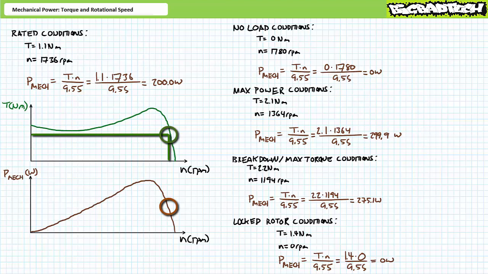Anything to the right of the rated condition is an underloaded condition, and theoretically, the motor could operate indefinitely at or under the rated condition. In contrast, anything to the left of the rated condition is an overload condition and isn't meant to be sustained for any length of time.